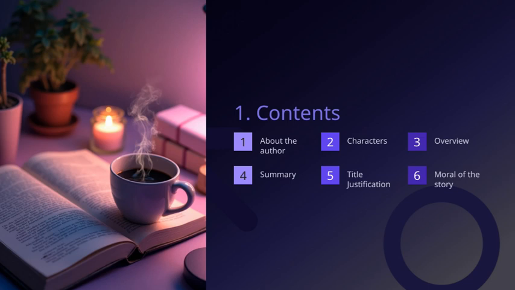First, the title justification explains why the story was titled as it is, giving us insight into its deeper meaning. Next, the characters section introduces the main players and their roles, which are crucial for understanding the story's dynamics. Moving on, the summary offers a quick recap of the plot and its significance.